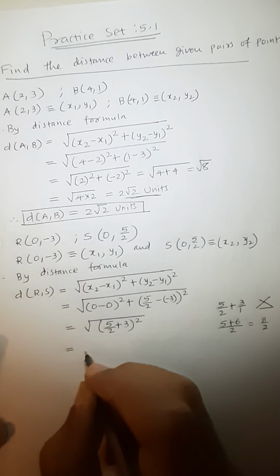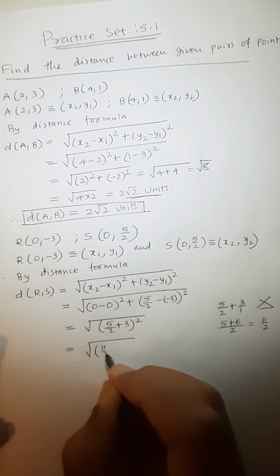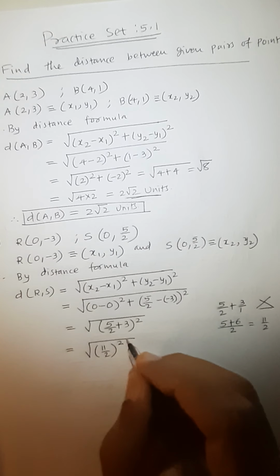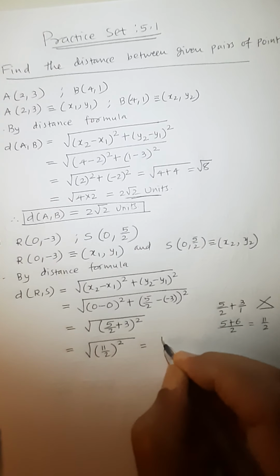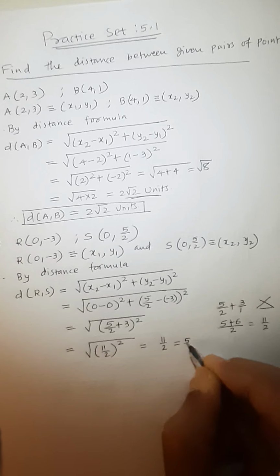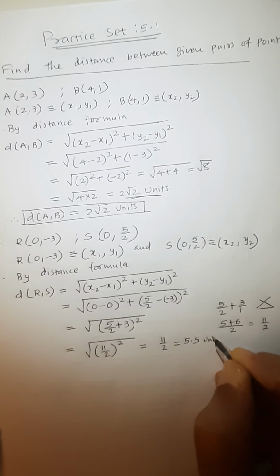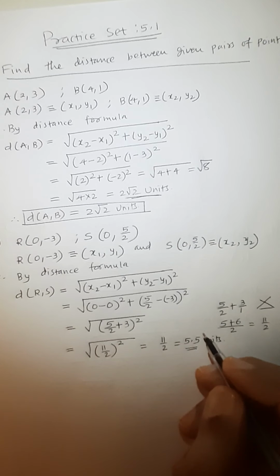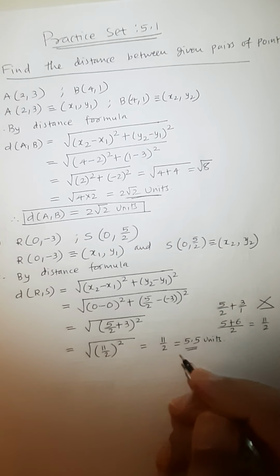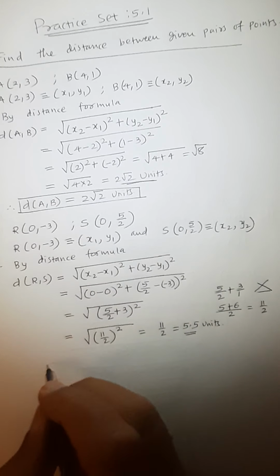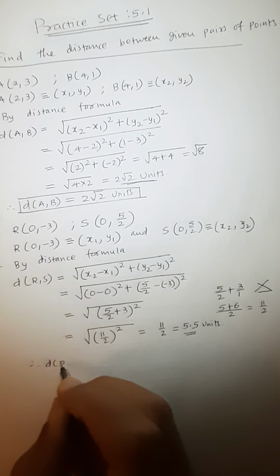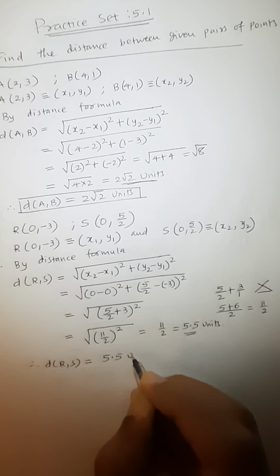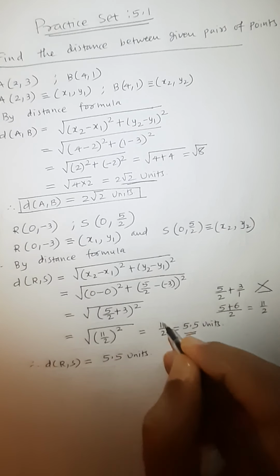So we write here that under square root 11 upon 2 the whole square. Now 11 upon 2 the whole square, and its square root. So it is finally 11 upon 2, or it is also equal to 5.5 units. Remember, your answer would always be positive because distance between 2 points is always a positive number. It is a non-negative number. So finally we write, therefore distance RS is equal to 5.5 units, or we can also write 11 upon 2 units.